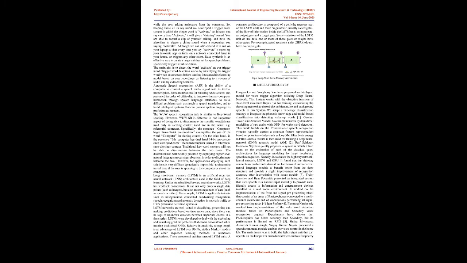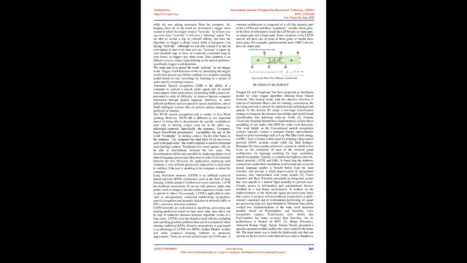There are several architectures of LSTM units. A common architecture is composed of a cell, the memory part of the LSTM unit, and three regulators, usually called gates, of the flow of information inside the LSTM unit: an input gate, an output gate, and a forget gate. Some variations of the LSTM unit do not have one or more of these gates or may have other gates. For example, gated recurrent units, GRUs, do not have an output gate.